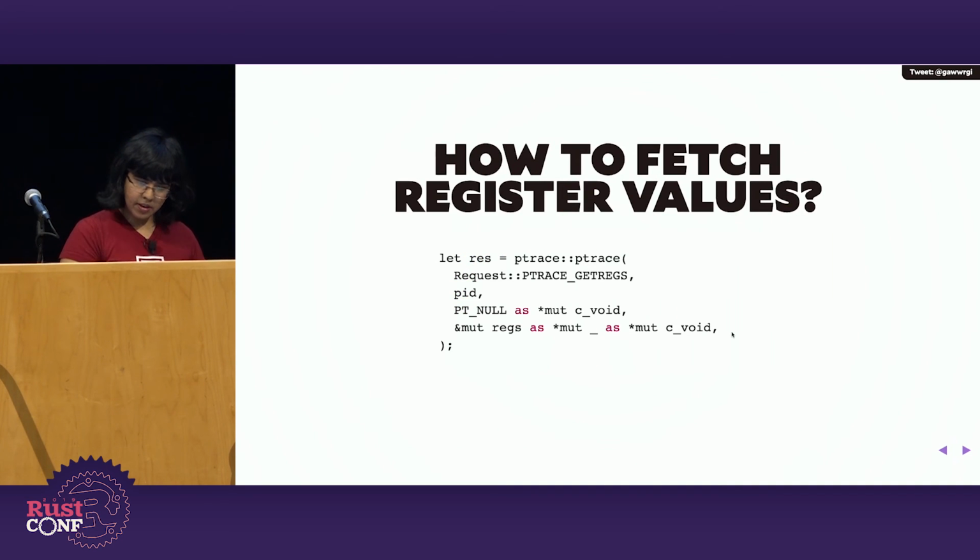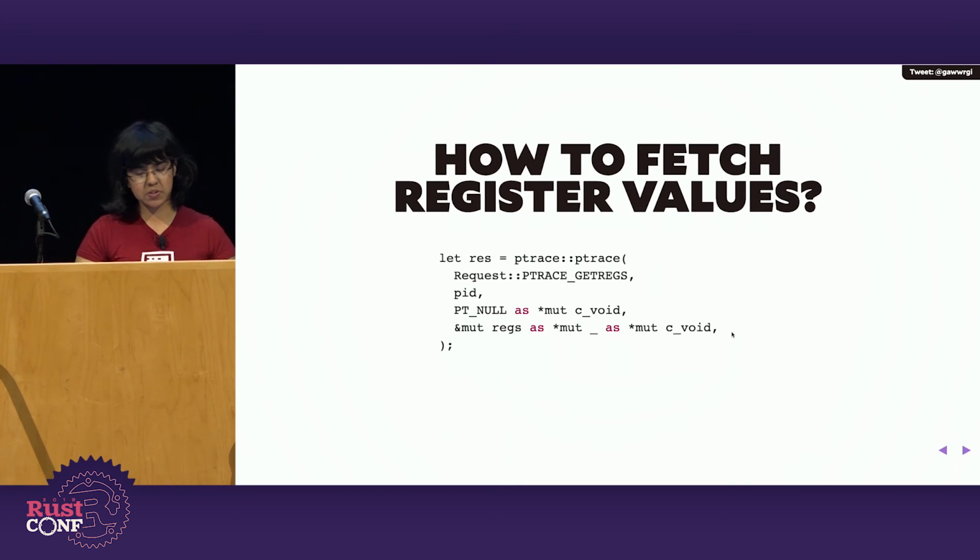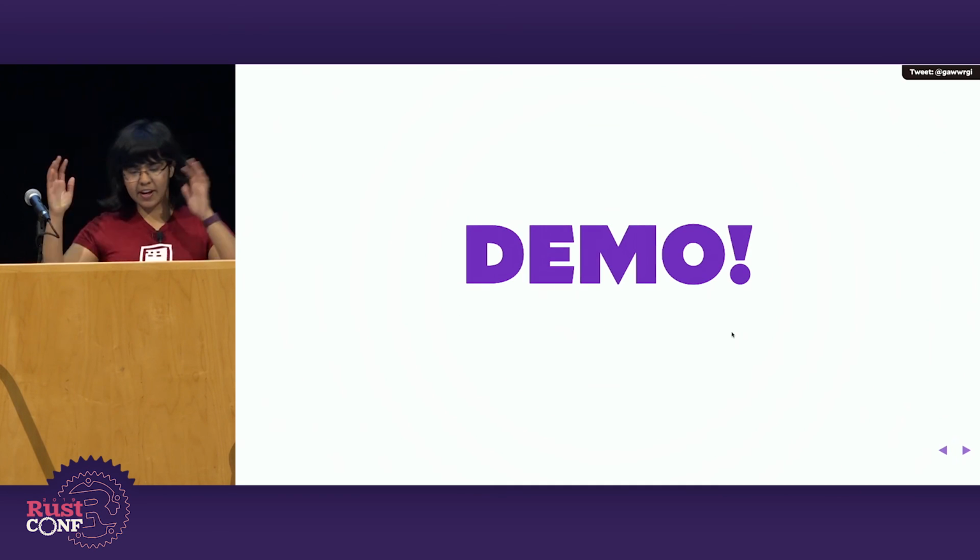And then the last is how to fetch register values, which is, again, PTrace. It's amazing, I know. So PTrace has a flag called PTrace_getRegisters, which will get you all the registers. But once you get all the registers, you have to know which register stores which value. So I found out through Googling that the orig_rax register stores the number of the system call. So you can use that to find out what system call was made. And yeah, I have a demo.